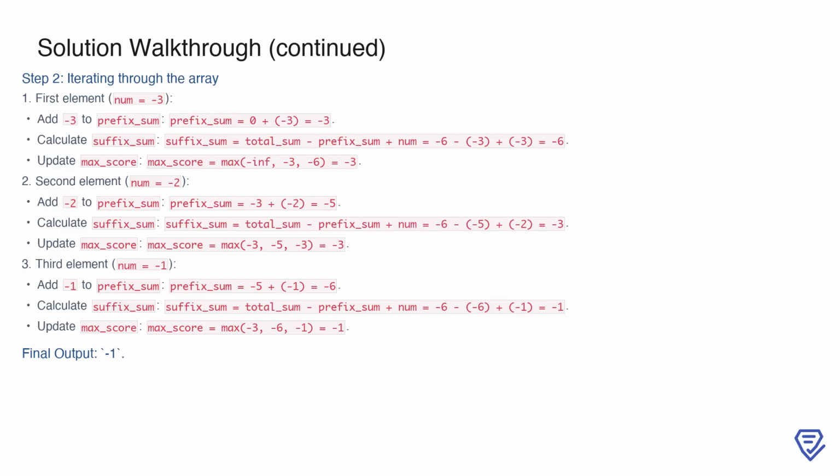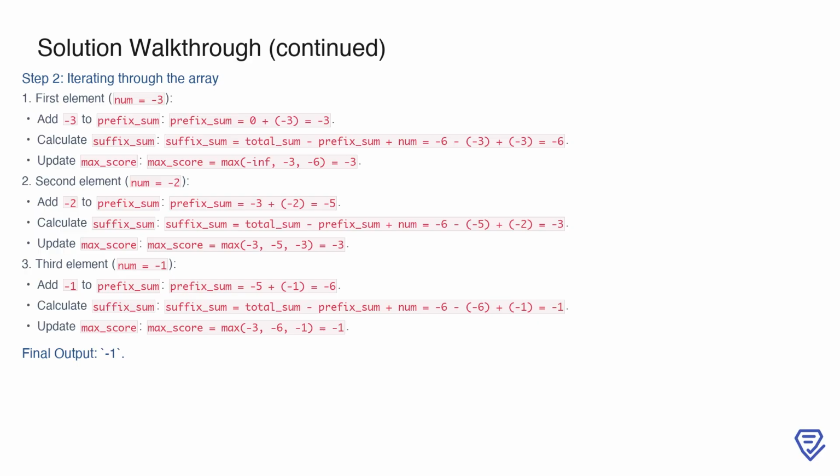Finally, for the third number, -1, adding it to the prefix_sum gives -6. The suffix_sum for this step is calculated as -6 - (-6) + (-1) = -1. Now, we compare all values again, and this time the maximum is -1, so max_score is updated to -1. This gives us the result for this example, which is -1.